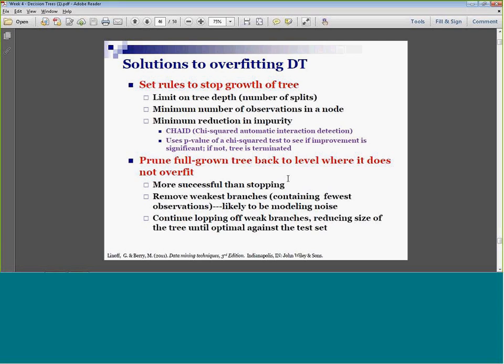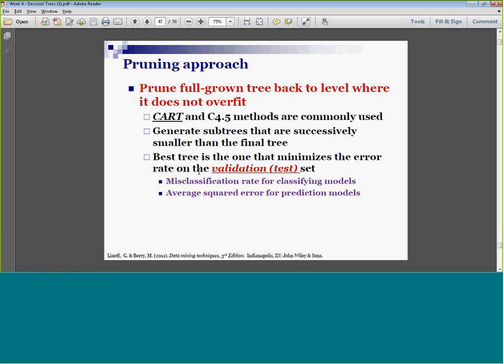But this is conceptually the way most software works. You go all the way to the bottom, and then you sort of back it up yourself. But of course, why not automate some of that, which some packages do, some packages don't. So you prune the full-grown tree back to a level where it isn't overfit. These are a couple of methods used for that. We don't want to get into those tonight, but we can. You generate subtrees successively smaller, and then the best tree is the one that minimizes the error on the validation test set. If it's a classifying model, we use the misclassification rate. If it's a prediction model, in other words, numerical continuous, we use the average squared error.